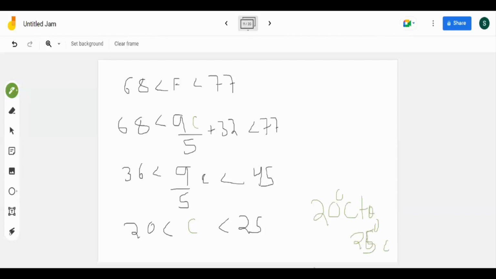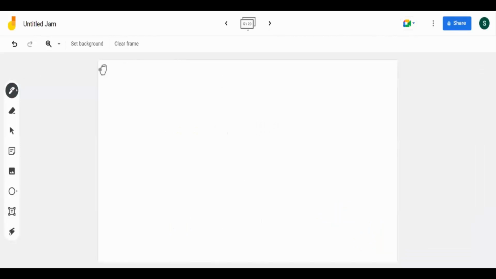So how did we get this? It is simple. First, we were given the temperature in the Fahrenheit scale, between 68 and 77, so we wrote it in inequality form. Then instead of F, we substituted our formula, that is F = 9C/5 + 32. So we have introduced C here, and solving this inequality, we get the range of C. Like this we can solve it. This was question number 11. Let us move on to question number 12 to get some more practice of word problems.